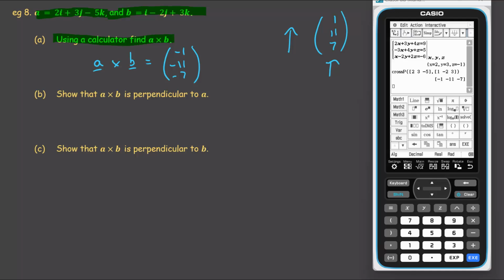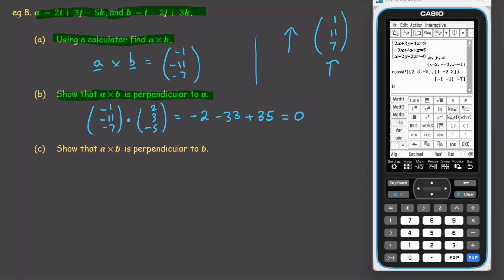We now want to show that A cross B is perpendicular to A. So if I have negative 1, negative 11, negative 7, and I dot that with 2, 3, negative 5, that gives me negative 2, take away 33, add 35, and you can see that that's equal to 0. And as we discussed earlier, if A dot B equals 0, vectors are perpendicular.